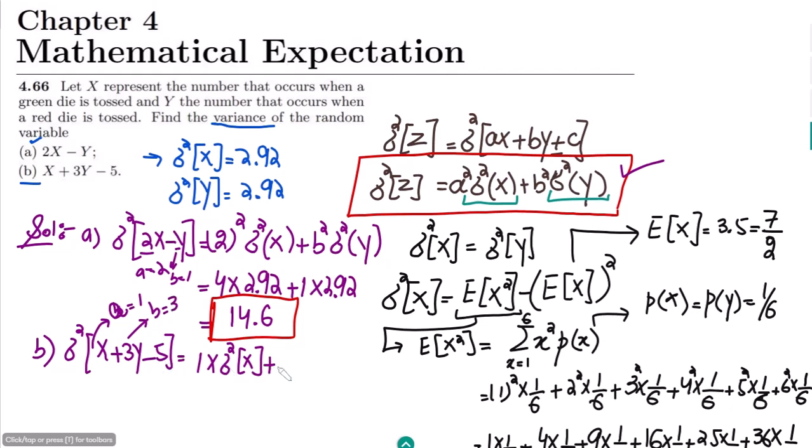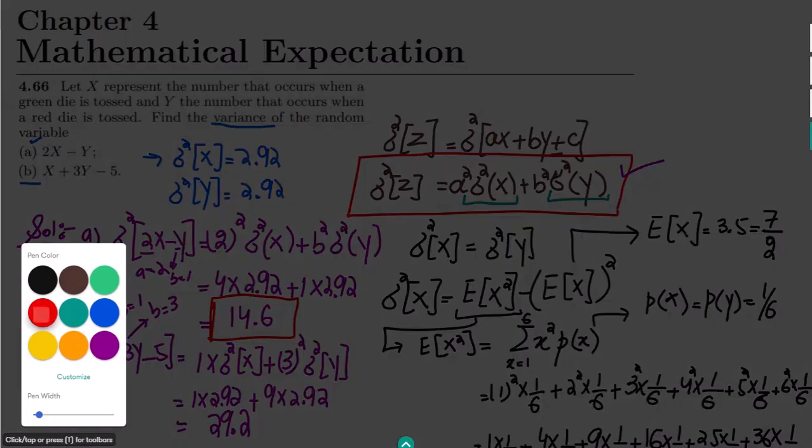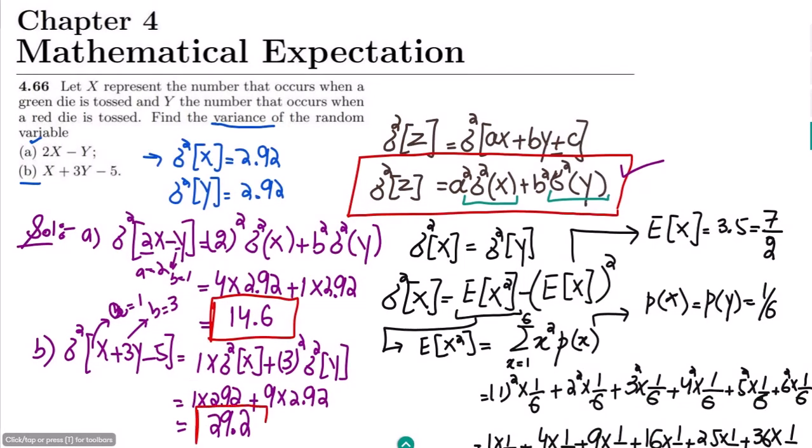So it will become plus 3 square multiplied by sigma of Y, while the other constant term will be zeroed here. So it will become 1 multiplied by 2.92 plus 9 multiplied by 2.92. Let me multiply them together and find the answer. 29.2 is the answer of it, and that is what? That is the solution for part B of question 4.66.